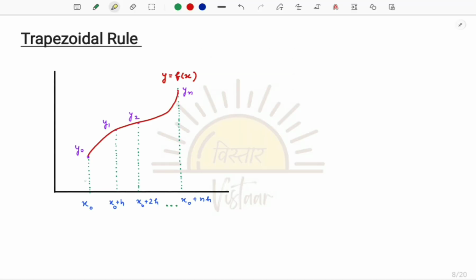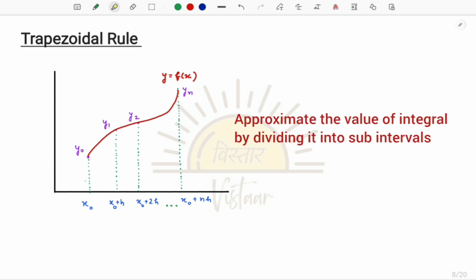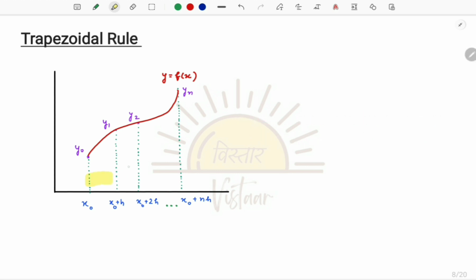Let's quickly recall the trapezoidal rule. It is basically a numerical integration method which provides a way to approximate the value of integral by dividing the interval into smaller subintervals like this. We will find the integral of this, then the next one and the last one. And at last we will sum up all these contributions from each subinterval. By summing up the areas of these small geometric trapezoids, we can get an approximation of the total area under the curve which corresponds to the value of the integral.